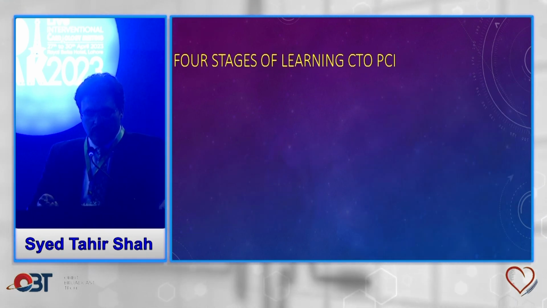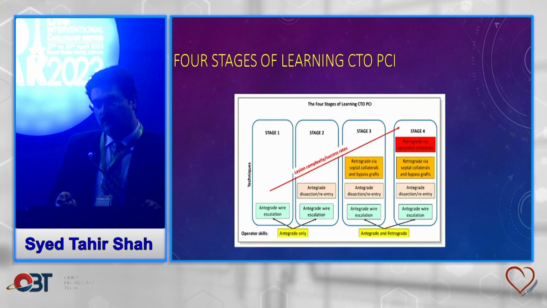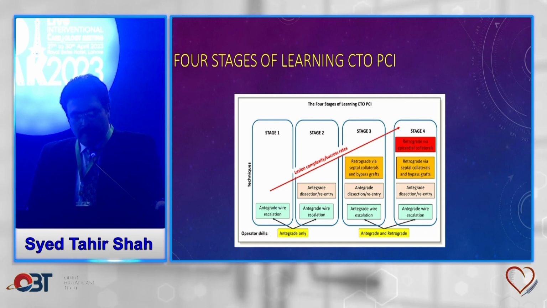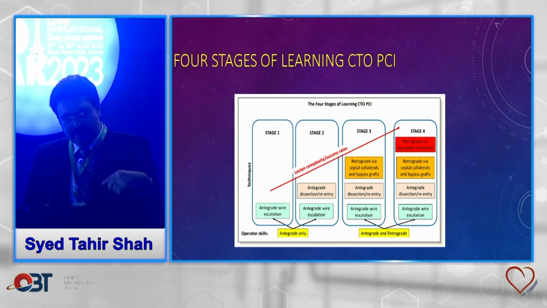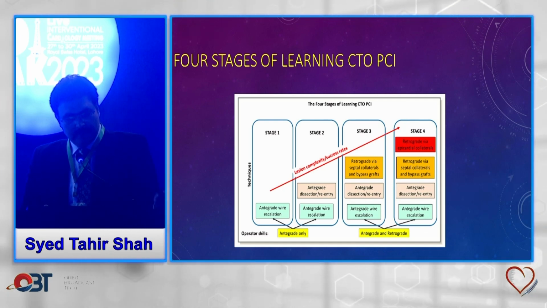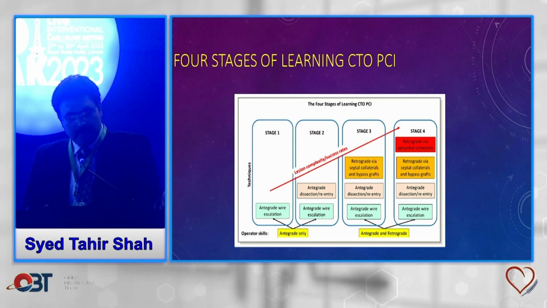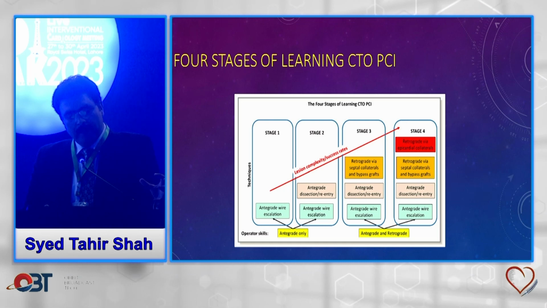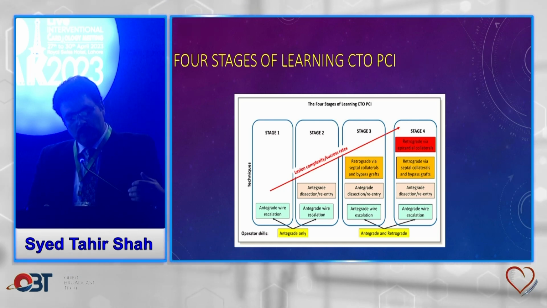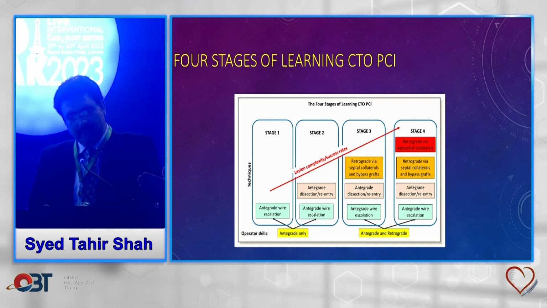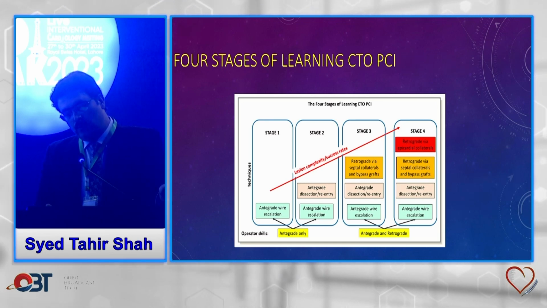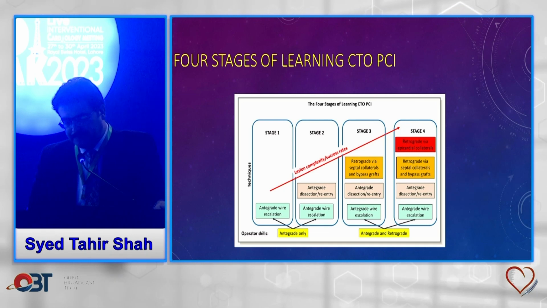Now, if you go through it, the learning curve of CTO: stage 1, just antegrade wire escalation, then stage 2, antegrade wire escalation, and then antegrade dissection and re-entry is the complete. And you go by retrograde stage 3 operators, and then stage 4 who work through epicardial collaterals.